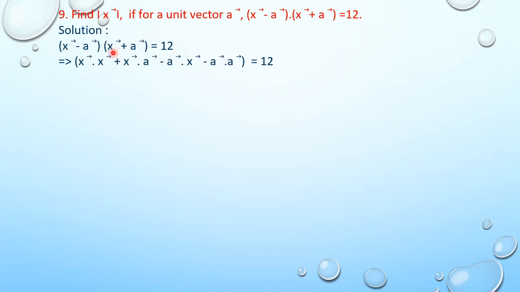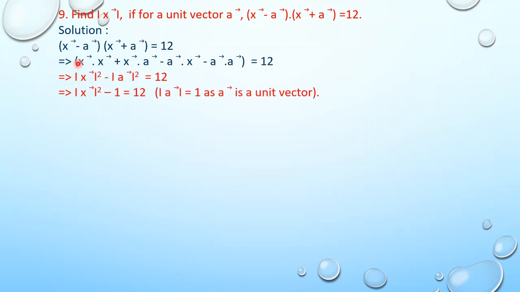Dot product of x minus a and x plus a. If you do, we will be getting x dot x plus x dot a minus a dot x minus a dot a, that's nothing but equal to 12. So I'll be getting x dot x. As I already discussed in the previous video, the dot product of the same vector gives the square of its magnitude, correct? Similarly, x dot a and a dot x both get cancelled. Got it? So what is left out is the square of the magnitude of vector x minus the square of the magnitude of vector a. Correct? Then we know that vector a is a unit vector.